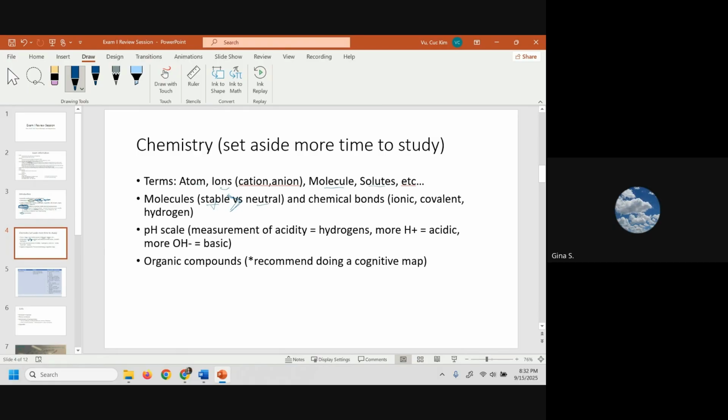They're not an ion. Yeah. So neutral means the number of protons is equal to the number of electrons. So there is no charge. Okay. Stable means what?